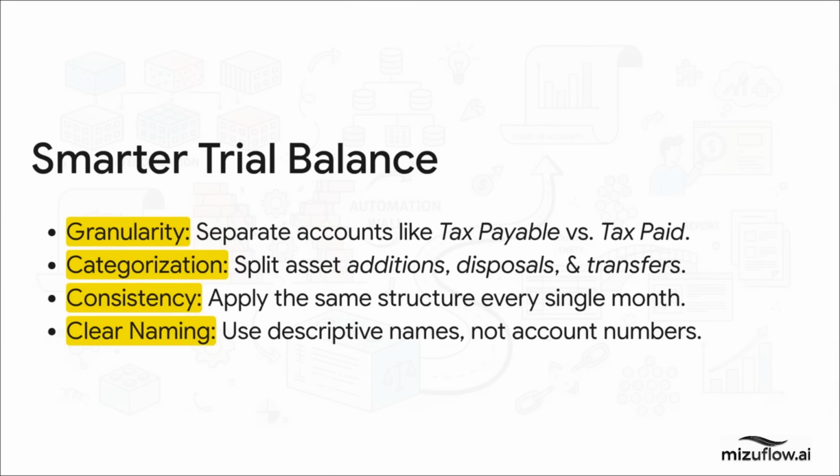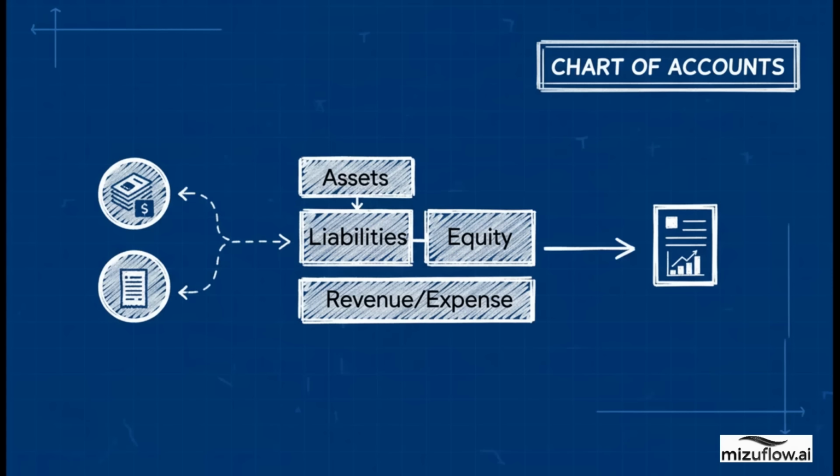The same goes for separating out your asset additions and disposals, or just using clear, human-readable names instead of vague account numbers. And consistency? That's totally non-negotiable. These aren't just little bookkeeping preferences, these are strategic design choices that make automation possible. And the tool that you use to enforce all of this great structure is your chart of accounts.